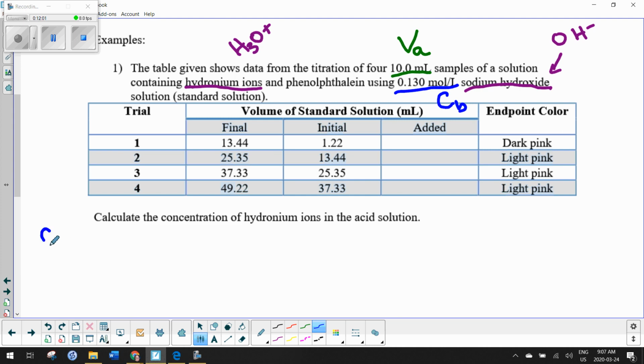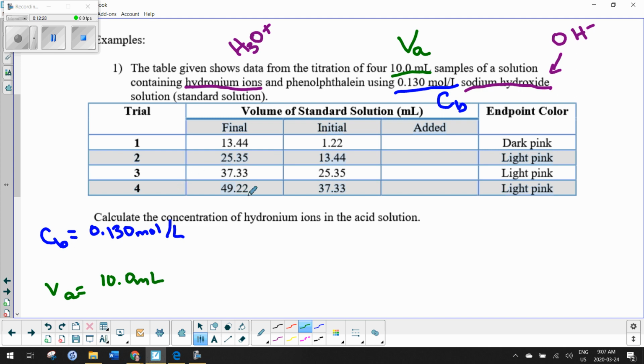So I'm going to list them. My concentration of my base right now is 0.130 moles per liter. Then I also know, and I'm going to leave some space because I have to find a volume of a base, but I do know the volume of my acid, which is 10.0 milliliters.